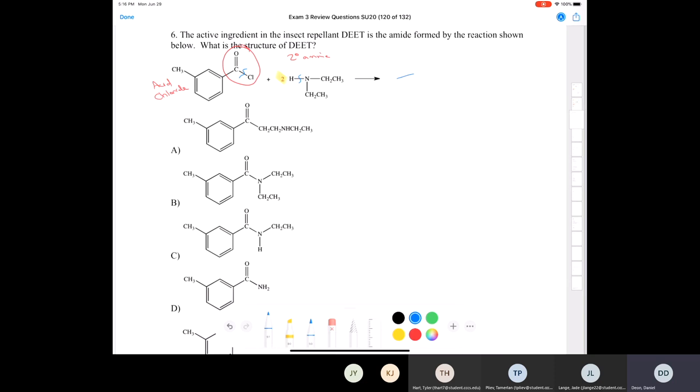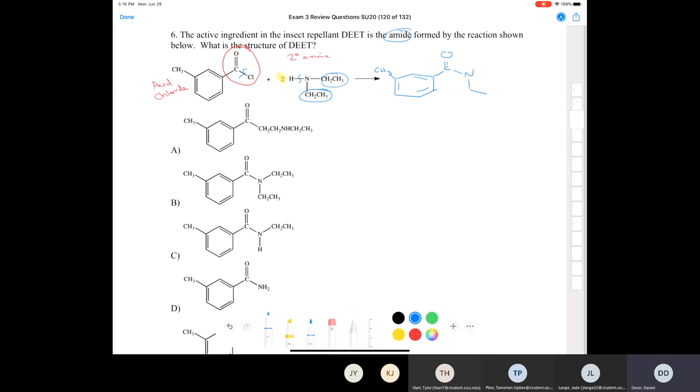So if we draw out what we would have, let's take a look at that. Let's put in our aromatic ring and our methyl group. Then we're going to have a carbonyl. We will need that to form our new functional group, which is going to be an amide. And then we're going to have a nitrogen. And what would be attached to that nitrogen? We have 1, 2 ethyl groups.